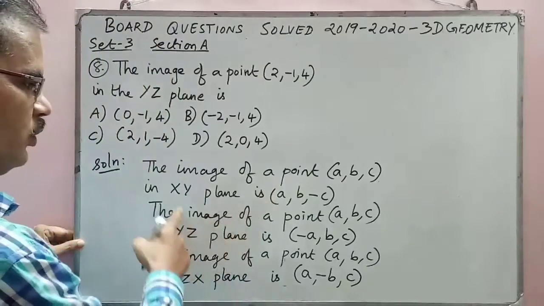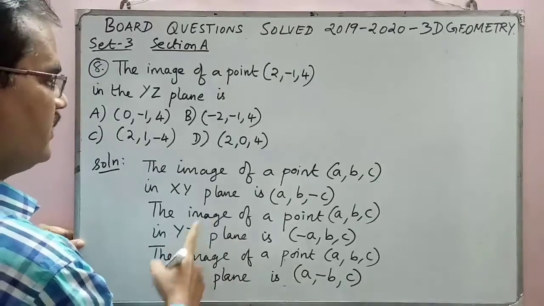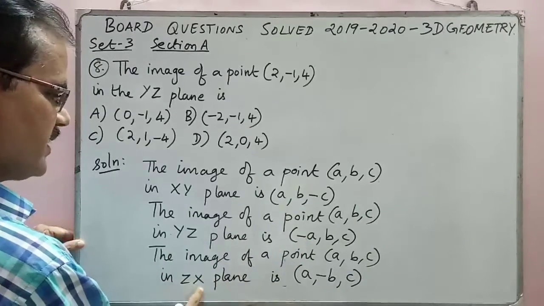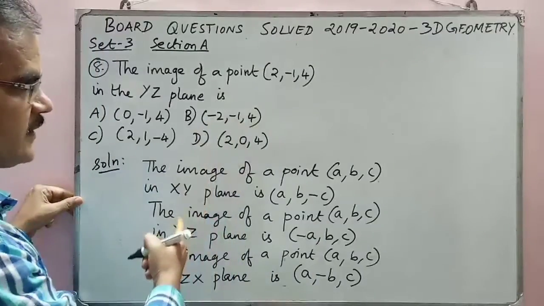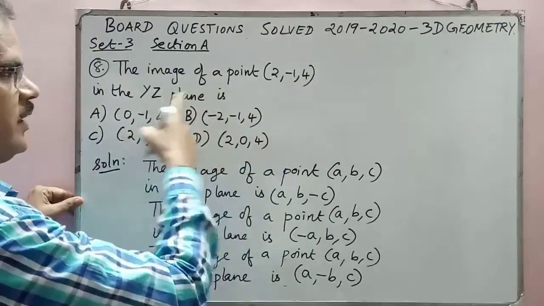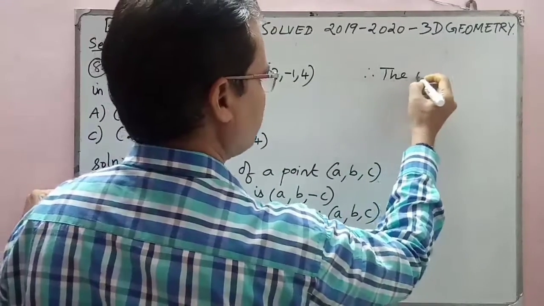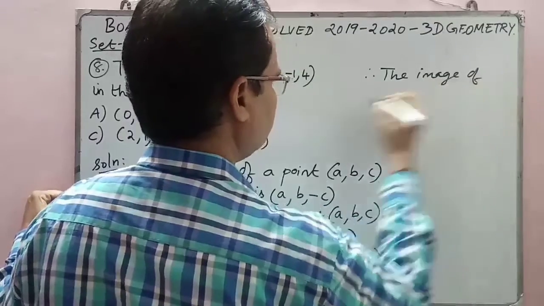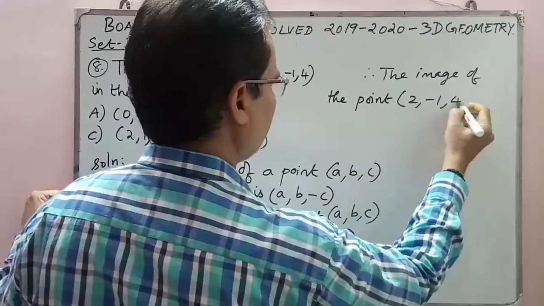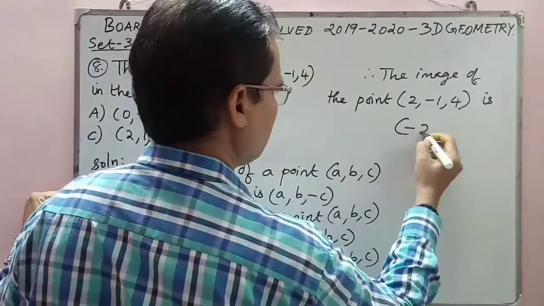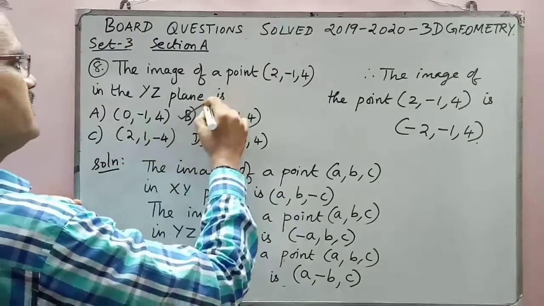I hope there is a clue: XY is there, Z is not there, so you make Z negative. YZ, X is not there, negative. ZX, Y is not there, minus. I hope now you understood, you found the answer. 2, minus 1 and 4 in YZ plane, so you have to make the x negative. Therefore, the correct option is the image of the point 2, minus 1, 4 is minus 2, minus 1, 4. So your option B is the right answer.